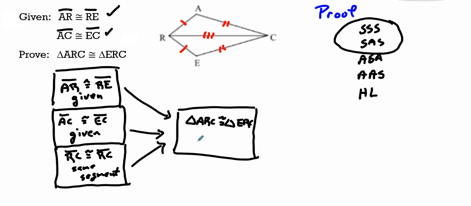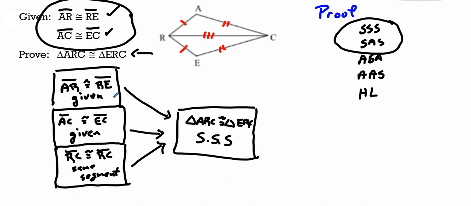And why can we say that? Because of side, side, side. We take what we're given. We take what we can figure out on our own and put all of these in each statement, and each reason gets its own box. And once we've got enough to prove what we're looking for, all of those kind of flow into this statement here that proves triangle ARC is congruent to ERC.